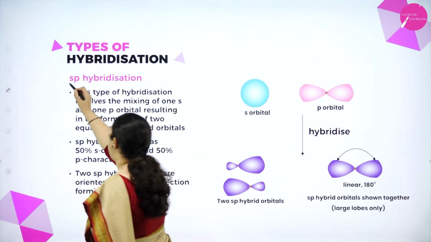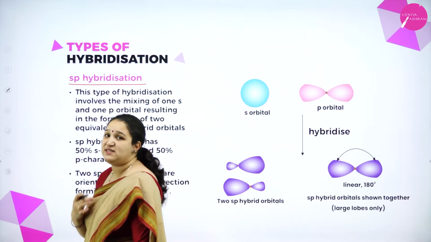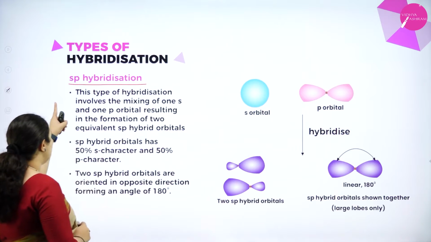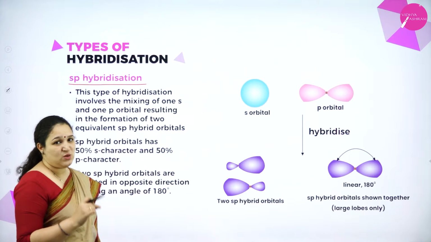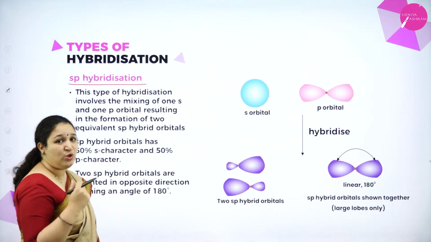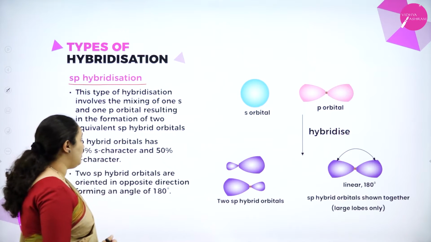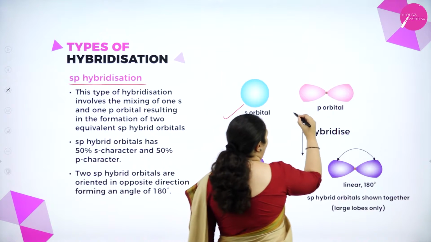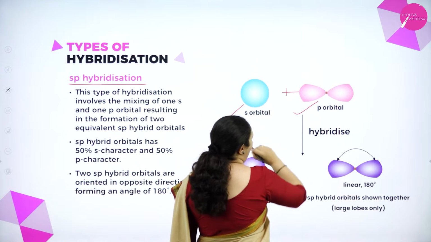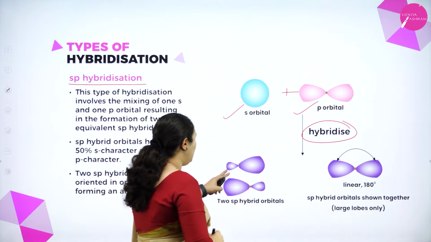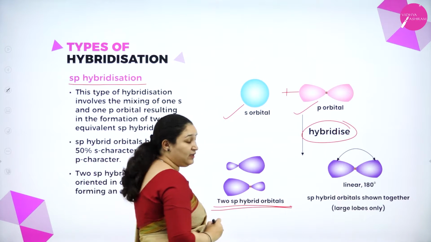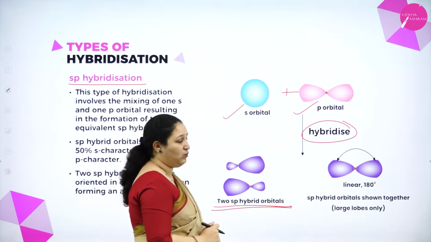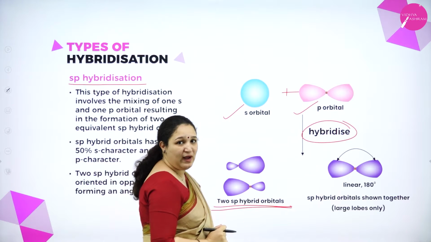The first one is sp hybridization. The name itself tells which orbitals are mixing. That is, one s orbital and one p orbital mix to give rise to 2 new hybrid orbitals. In this type of hybridization, one s orbital and one p orbital hybridize to give 2 new sp hybridized orbitals. You can see they have the same shape and also the same energy. So 2 are mixing, and I get 2 new hybrid orbitals.